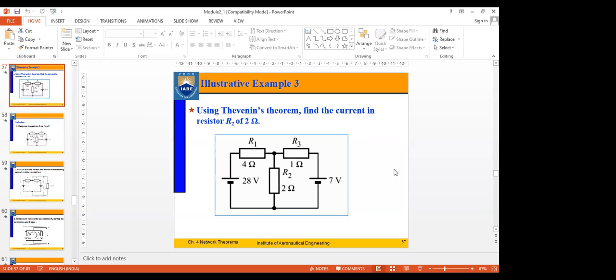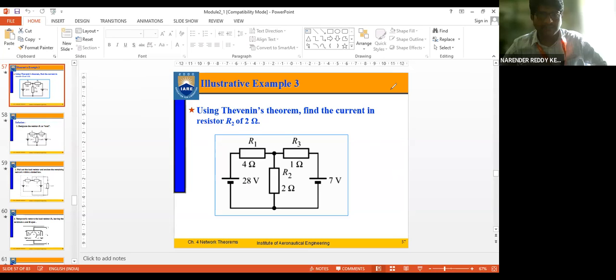Take down the circuit. Can you solve it? What's the procedure to solve it? What's the first step to do? All we need to find is only two elements, right? First is RTH, another is VTH. So how do you find the value of RTH and how do you find the value of VTH?